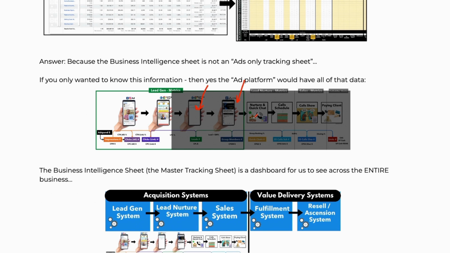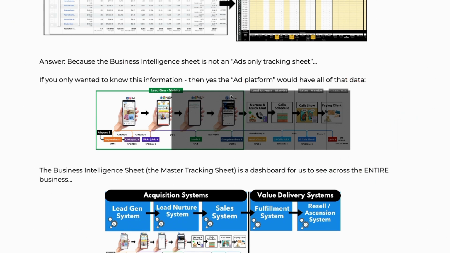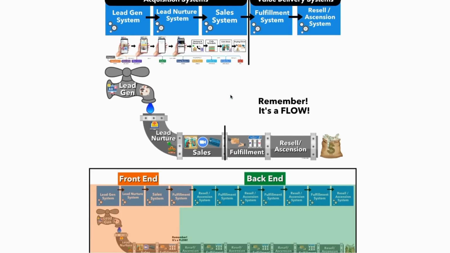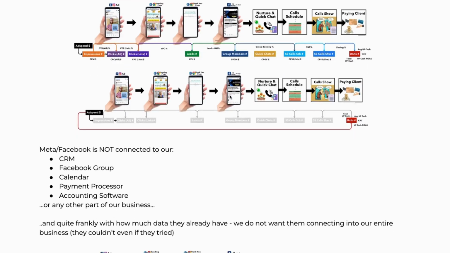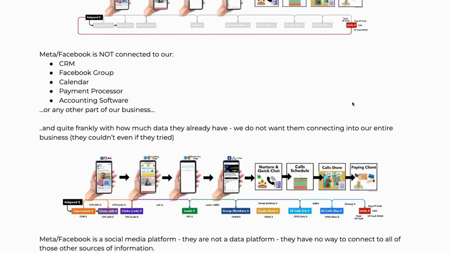And so the tracking sheet is like the glue that holds everything else together and basically takes all of these sources of information from different places, from the ad platform, from the CRM, from the Facebook group, from our calendar, from our payment processor. It puts it all into one place, which is the tracking sheet, okay? It allows us to be able to see the data across the entire business, whether that be front end, back end, value delivery systems, acquisition, data across everything, because of the fact that Meta, Facebook, YouTube, Google, ad platforms are not connected to CRM, Facebook, payment processor, accounting software.